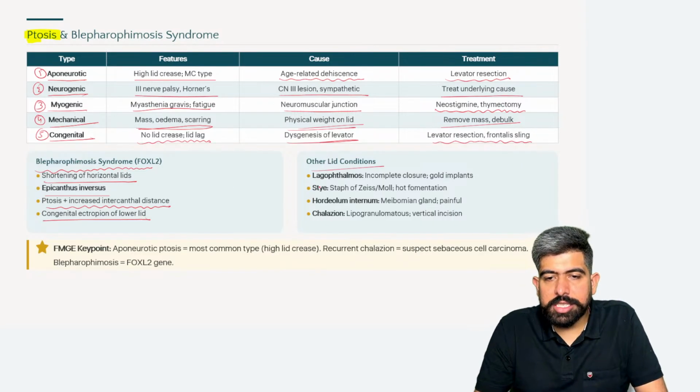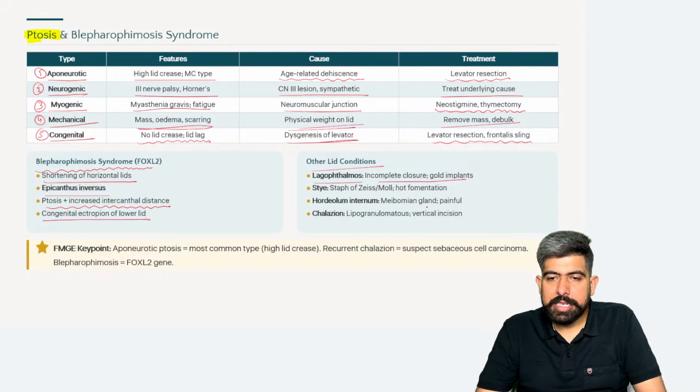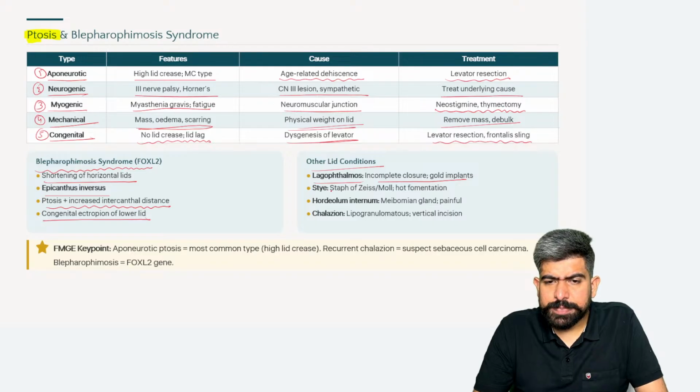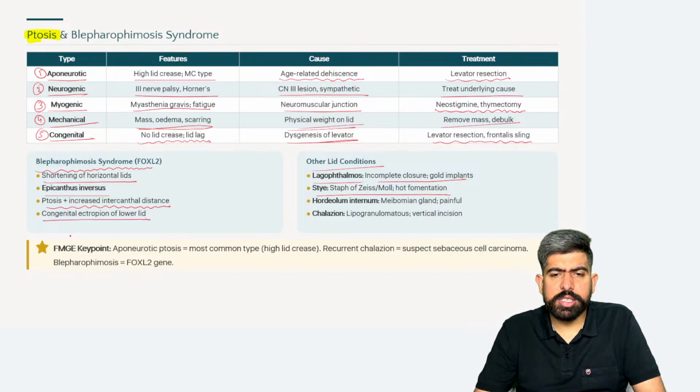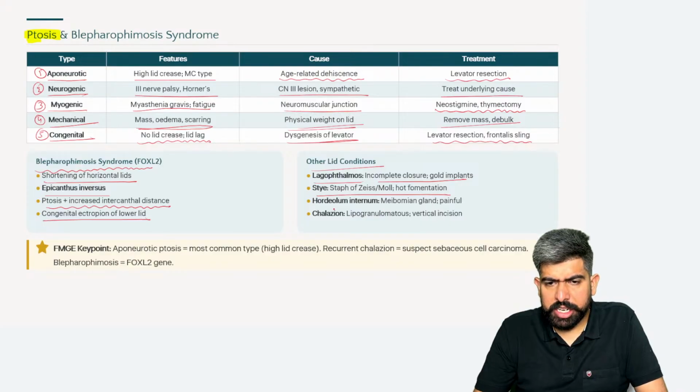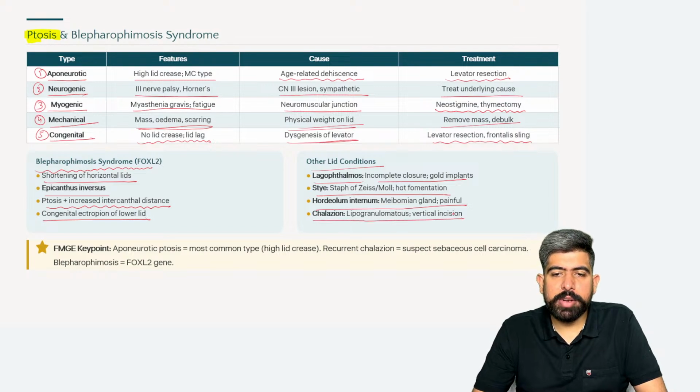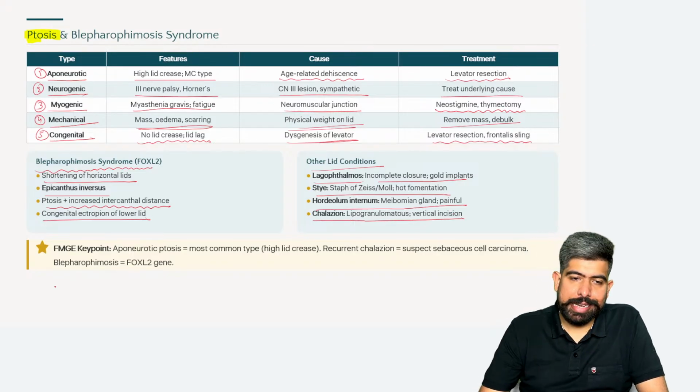Other lid conditions like your lagophthalmos, the incomplete closing, right? In the gold implants. The stye, which is your Staphylococcus infection of the glands of Zeis or Moll, we have to give the hot fomentation. Hordeolum internum, meibomian gland, very painful. Chalazion, which is your lipogranulomatous, we have to give the vertical incision in this case, and this is the painless condition in the lid, right?